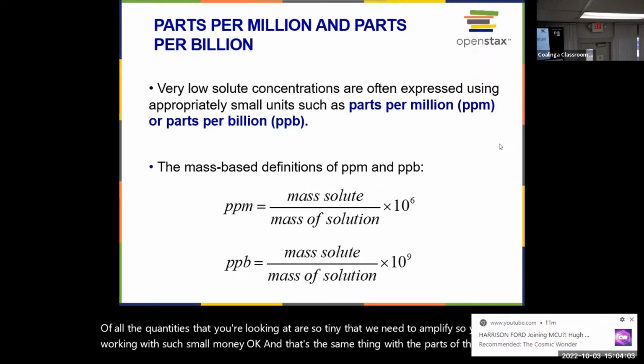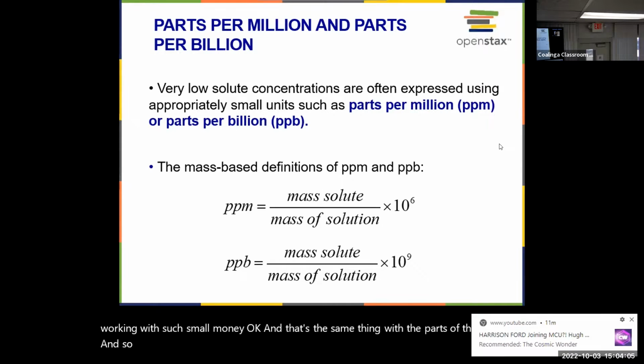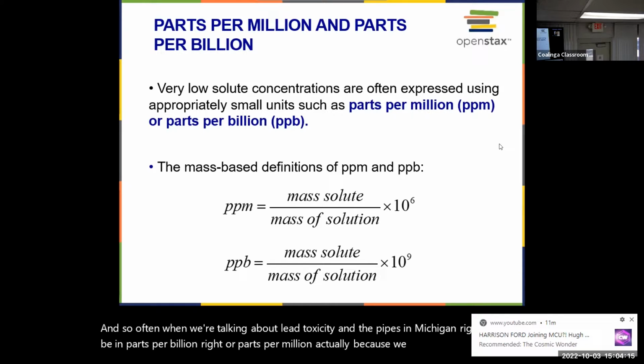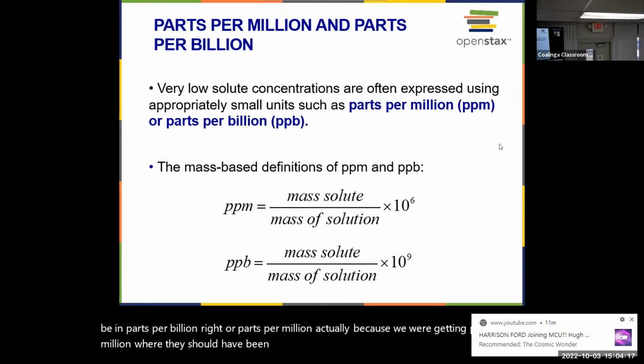Right? And so often when we're talking about lead toxicity in the pipes in Michigan, right? Those would be in parts per billion, or parts per million, actually. We were getting parts per million where they should have been in parts per billion. Okay, questions?